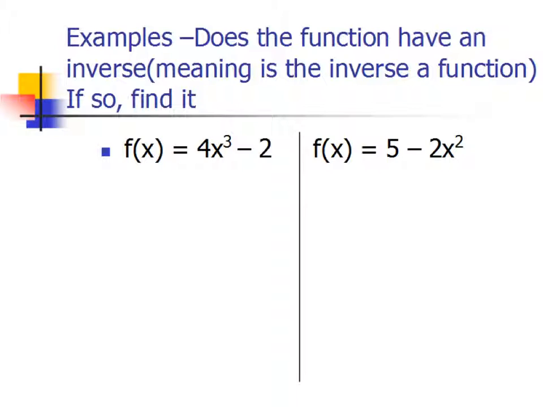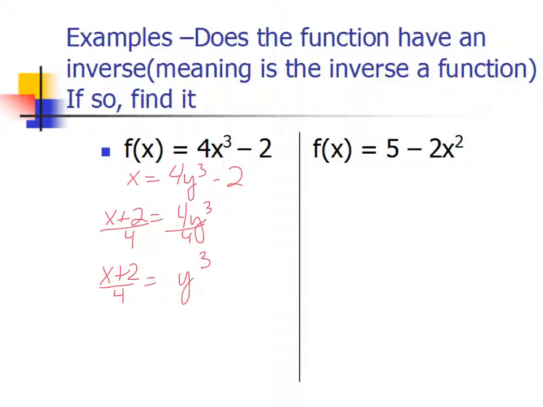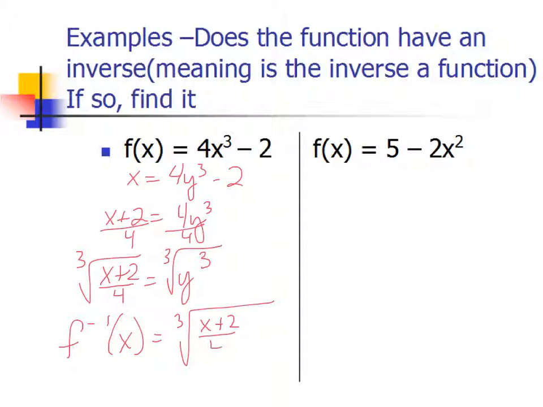So on f of x, remember you're going to switch your x and y. So now it's x equals 4y cubed minus 2. Now go get y by itself. Add the 2. Divide by the 4. So I have x plus 2 over 4 equals y cubed. To undo the cubing, I cube root both sides. And so now I have the y by itself. I've got the inverse. So my inverse function would be the cube root of x plus 2 over 4.